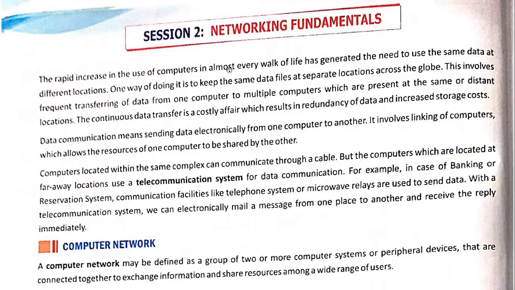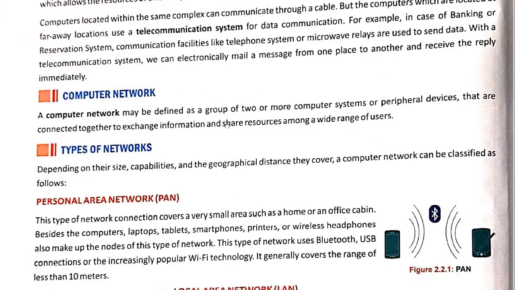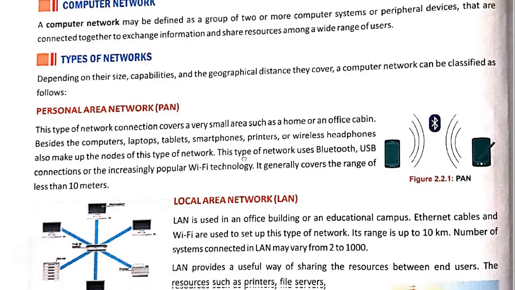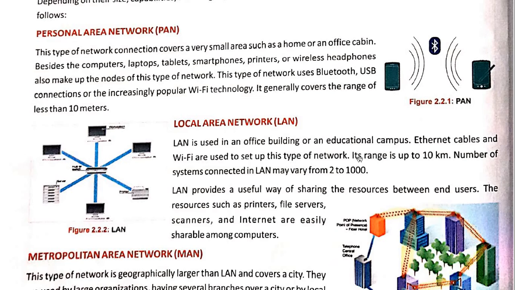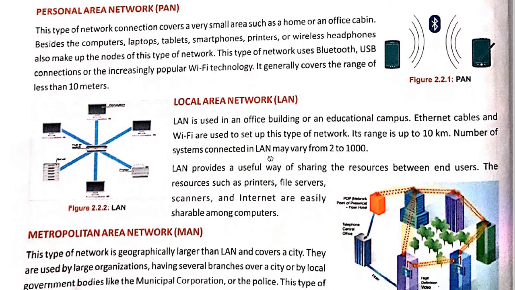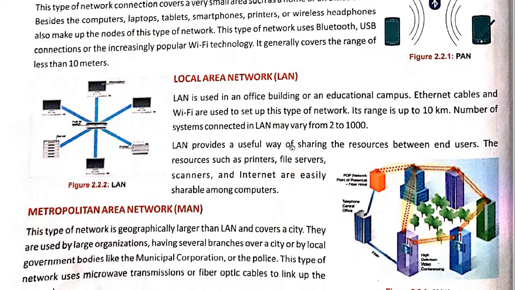another type of network after PAN is LAN. Okay, LAN is for local area network. See, this is very important for defining LAN, that what is the range of a local area network. The range of a local area network is 10 kilometers. Okay, and the number of systems that can be connected in a LAN may vary from 2 to 1000. Means only 2 computers may be connected, or up to 1000 computers may be connected in a local area network.